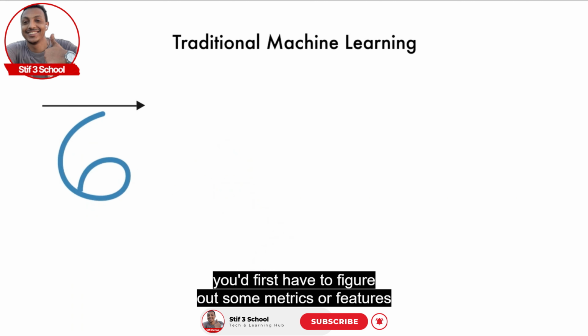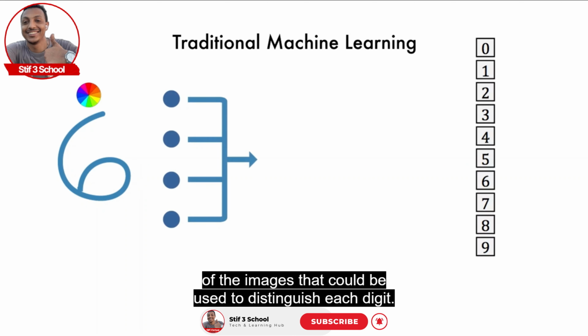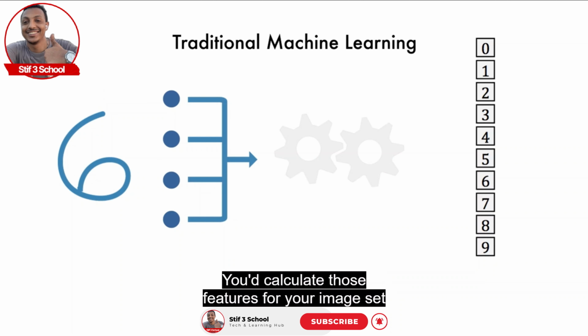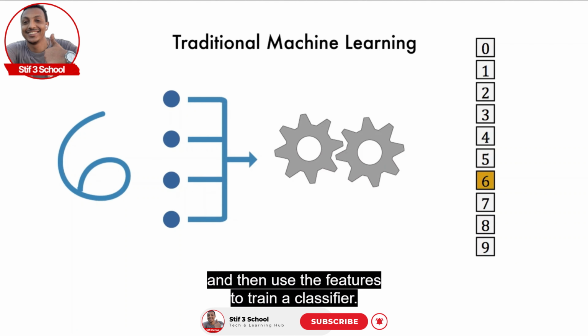If you wanted to use a traditional machine learning method to, say, recognize handwritten digits, you'd first have to figure out some metrics, or features of the images, that could be used to distinguish each digit. You'd calculate those features for your image set, and then use the features to train a classifier.